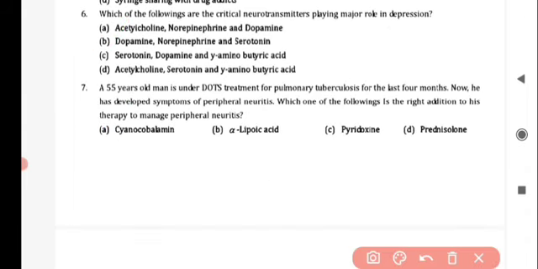Next question is, a 55 years old man is under DOTS treatment for pulmonary tuberculosis for the last 4 months. Now he has developed symptoms of peripheral neuritis. Which one of the following is the right addition to his therapy to manage peripheral neuritis? And the correct answer is option C, pyridoxine.